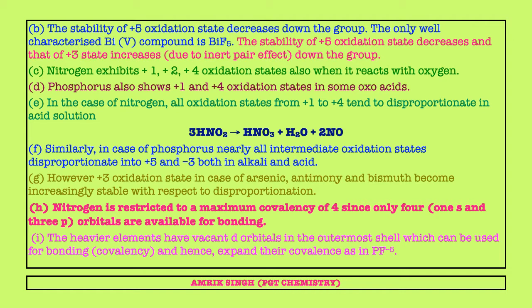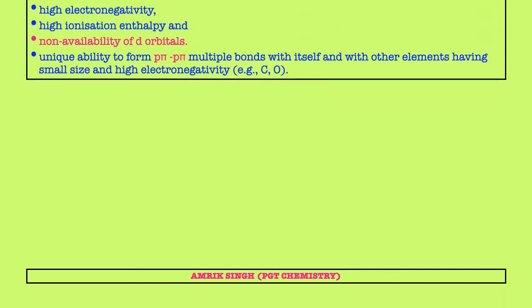Nitrogen is restricted to maximum covalency of 4 since only 4 orbitals, one 2s and three 2p, are available for bonding. The heavier elements have vacant d orbitals in the outermost shell, which can be used for bonding and hence explain their covalence as in PF6.